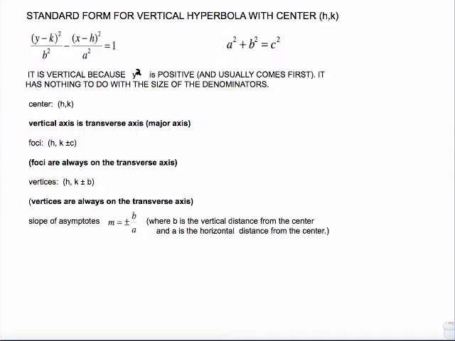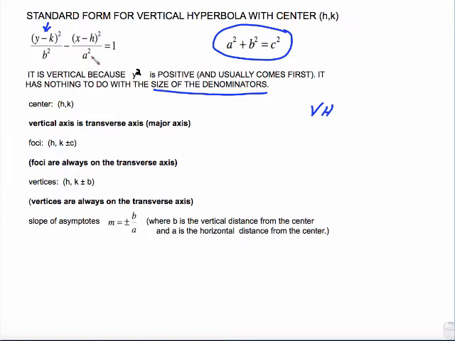So let's take a look at the vertical. It's the same situation, but now we have the y being in front. That's what tells us that it is a vertical hyperbola. And it has nothing to do with the size of the denominators. We will still use a squared plus b squared equals c squared to get the c value. The center is still hk. Now this time, because this is a vertical hyperbola, and again, it is a vertical hyperbola because the y came first, it has nothing to do with the size of the denominators.